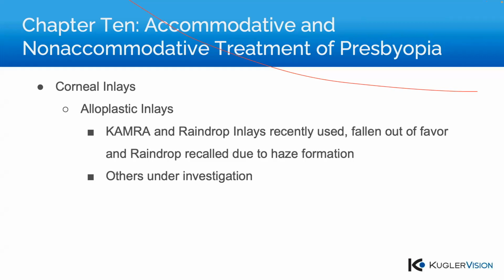There are things called alloplastic inlays. Some of the main two that you may hear about are the Kamra and Raindrop inlays, which were pretty popular just a few years ago. They've fallen out of favor. The Raindrop was actually recalled by the FDA because it induced corneal haze, but it was basically a central add that you would put under a LASIK flap. The Kamra inlay was a pinhole, kind of like that IC-8 lens that you saw earlier, but you'd actually put it under a LASIK flap and it'd create a pinhole effect to elongate the depth of focus and give patients more reading power. There are some others under investigation now.